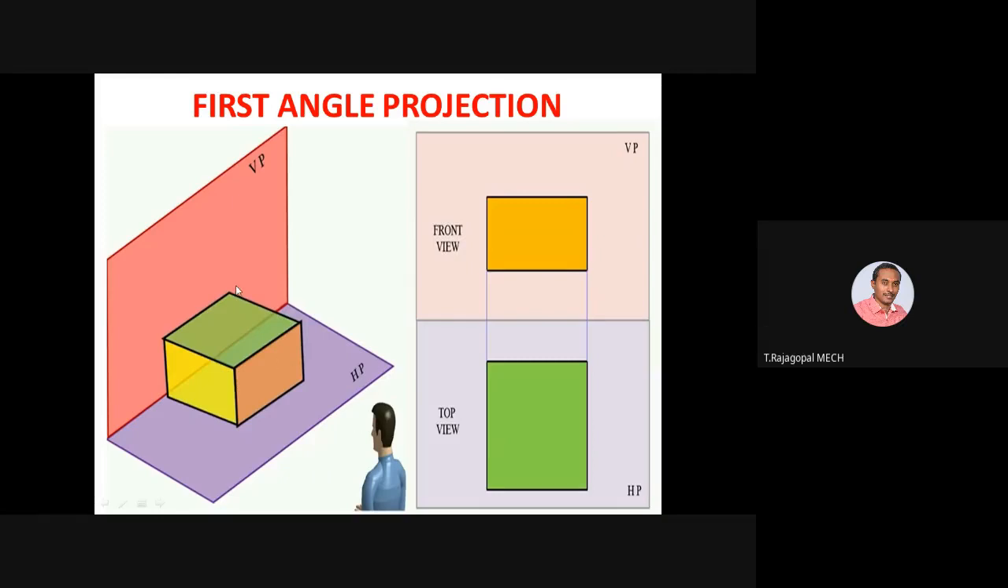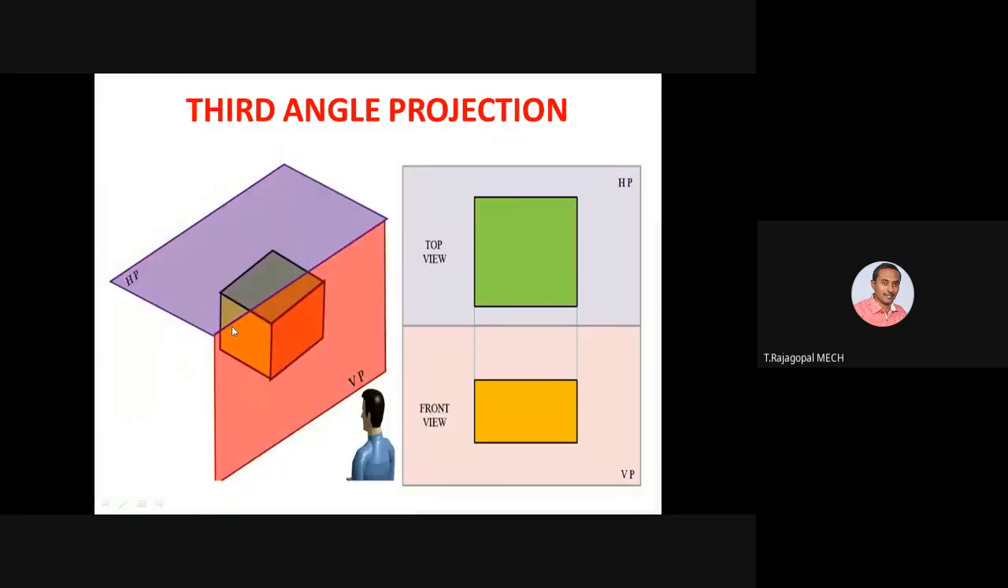So the front view will be projected on the vertical plane. The top view will be projected on the horizontal plane. The front view of the observer is this rectangle, and the top view is the green one. Okay. So now you see the front view is above the top view, and the object is lying above the horizontal plane and in front of the vertical plane. Now you check third angle projection. Third angle projection.